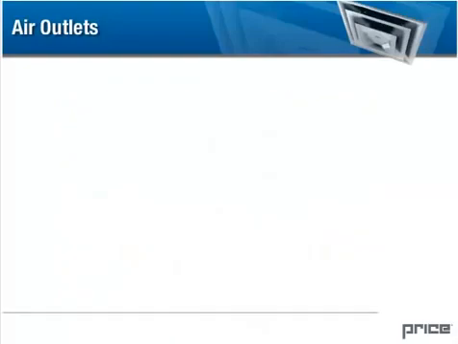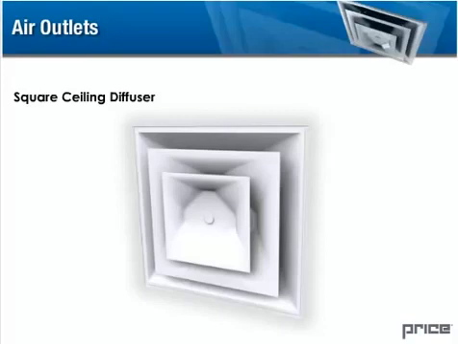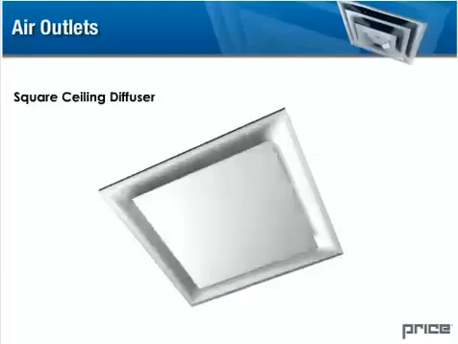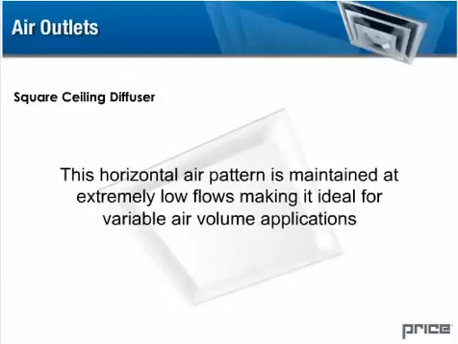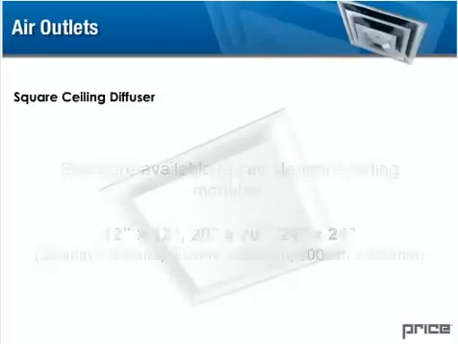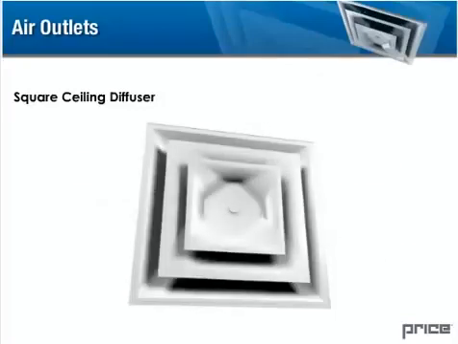Square ceiling diffuser. Square ceiling diffusers consist of several concentric square cones or a plaque and a round neck. The air pattern is a uniform 360-degree horizontal pattern. This horizontal air pattern is maintained at extremely low flows, making it ideal for variable air volume applications. Sizes are available to suit standard ceiling modules 12 by 12 inches, 20 by 20 inches, 24 by 24 inches. Adjustable pattern models are available for horizontal or vertical air pattern setting.